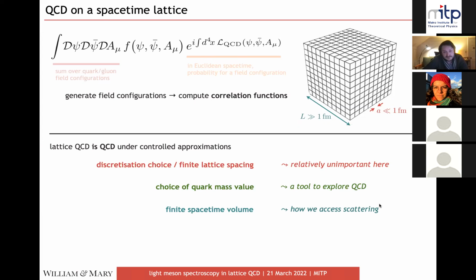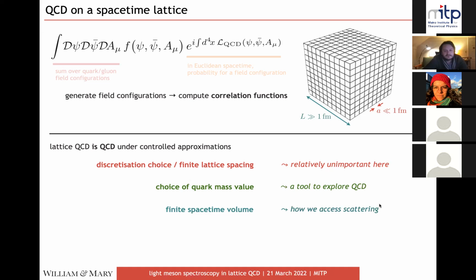Of course, in doing this, you've made a number of controlled approximations. Let me remind you what they are. Of course, you have to discretize the action. So you have to make a choice of discretization, and you have to choose a finite non-zero lattice spacing. I'll argue that for the quantities I'm going to show in this talk, that's relatively unimportant. If you really care about high precision, you've got to get complete control over that. But for what we're doing, that's not going to be the major driving factor.